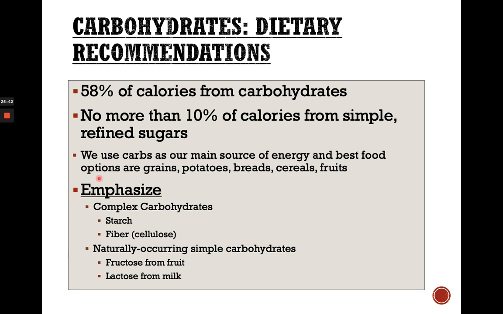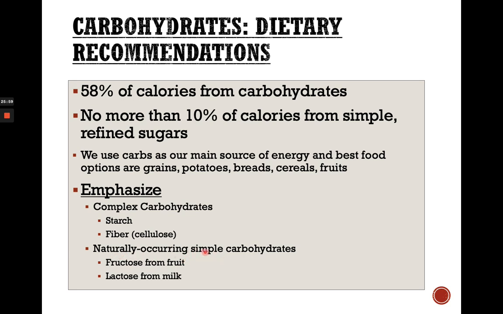So again, we want to emphasize complex carbohydrates in the diet. Things like starch, things like fiber. This also helps keep us regular. And fiber and starch are very good for our digestive system and our intestines, keeping us healthy.